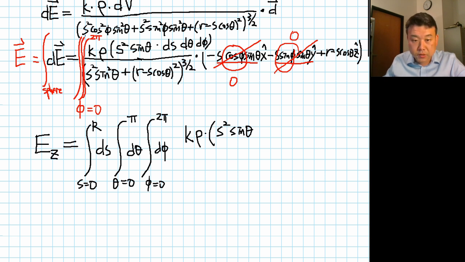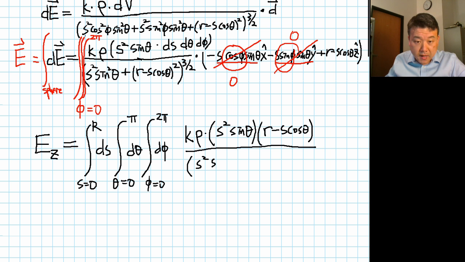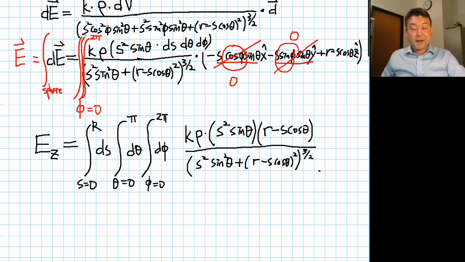I have all those terms there, so let me write that down. R minus s cosine theta. I guess that's it. I don't need to write g hat since I'm talking about g component. Divided by s squared sine squared theta plus r minus s cosine theta squared, whole thing raised to the power of 3/2. All right. Anybody here know how to do this integral?